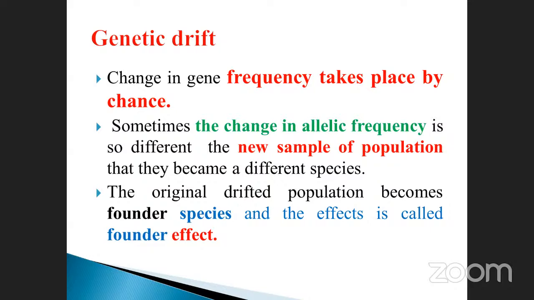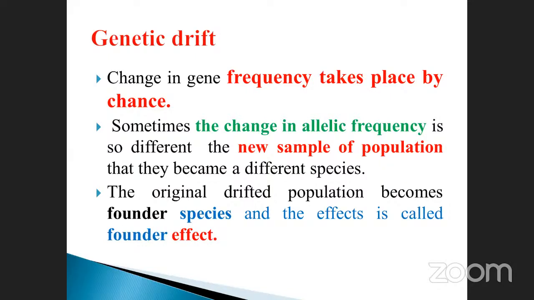Sometimes the change in allelic frequencies in a new sample of the population is so different that they become a different species. It is also compared to gene flow. The ancestor has its own gene sequences, and as a result the new one also has separate gene sequences. Suppose it is migrated from one place to another place, then a new one is possible. But that is one of the chances. The change in gene frequency takes place by chance.